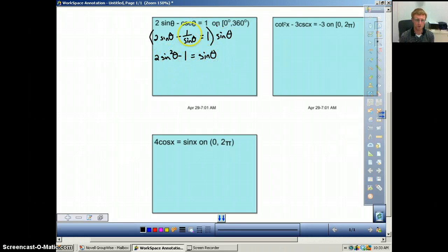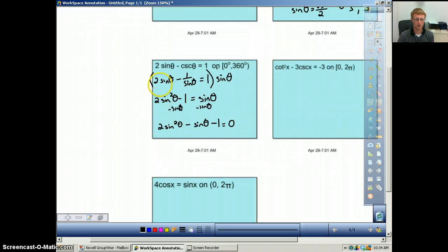We're going to bring everything to one side, so we're going to minus the sine of theta from both sides, so that's what we do here, and then we're going to rewrite this. So we have 2 sine squared of theta minus sine of theta minus 1 equals 0. Now, here is the difficult part about this. This is where I tell you that this all has to do with algebra. We just need to be able to see what we're trying to do.